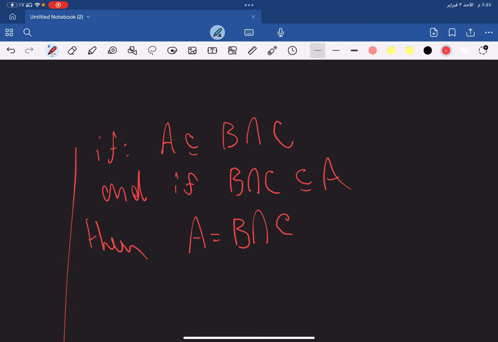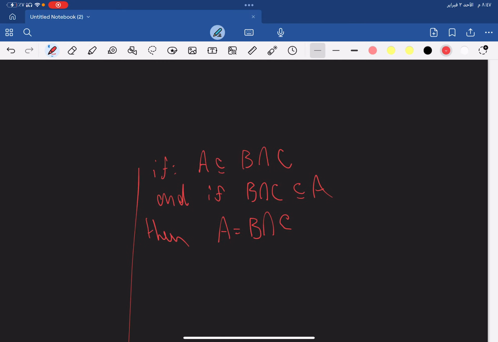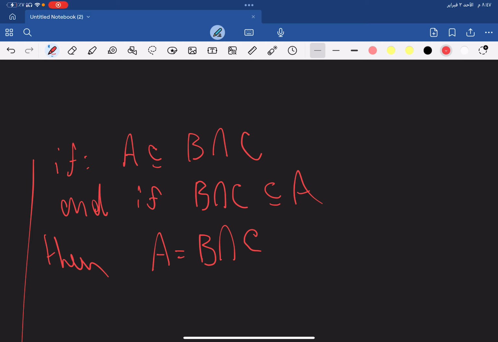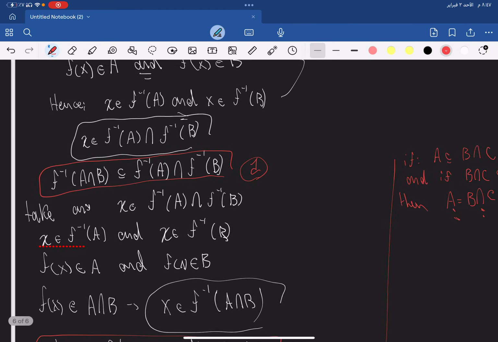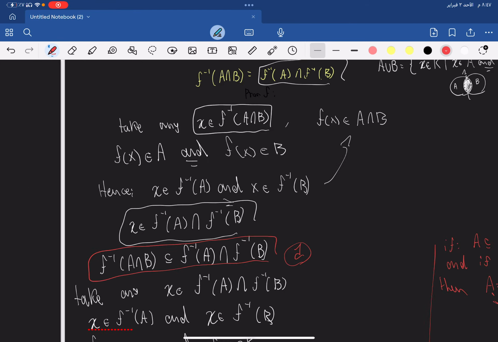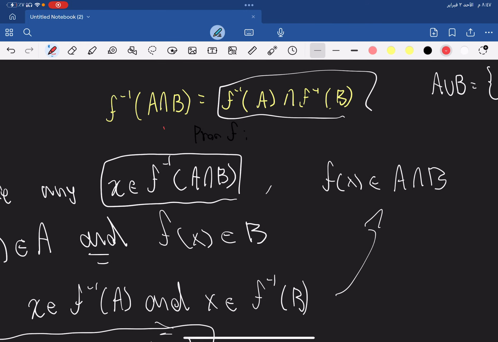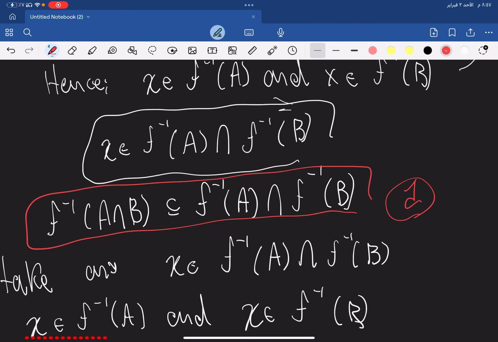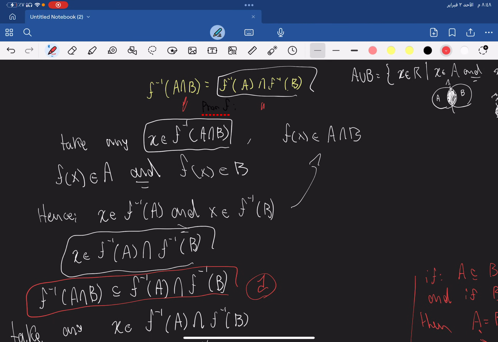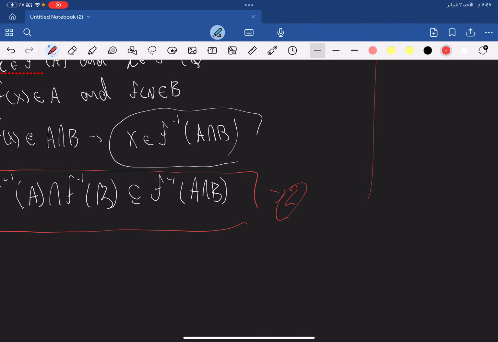If we are going to prove that any two sets are equal, we're going to use this theorem. It's called the double inclusion method. We first must prove that this is a subset of this, then go back to the other side and prove this is a subset of this. This is exactly what we did here. We first proved that this is a subset of this, which is 1, and then we proved that this is a subset of this, which is number 2.